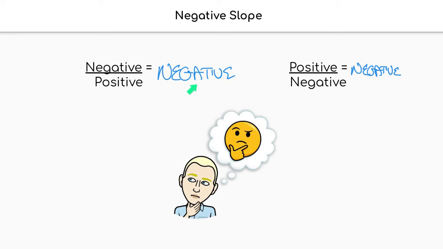Our slope is going to have a negative value. So we're always going to have one negative move and one positive move on our graph, or we can have one positive move and one negative move. Either way, it's going to give us a negative value, which in our case is going to give us a negative slope, which is going to make our graph go downhill. It's going to go from left to right downward.